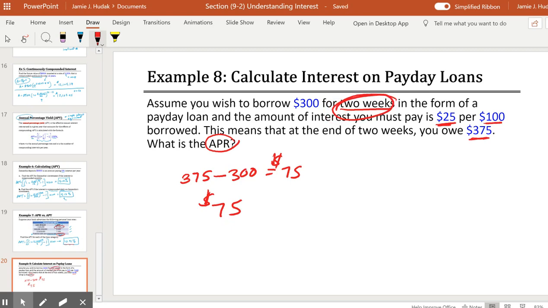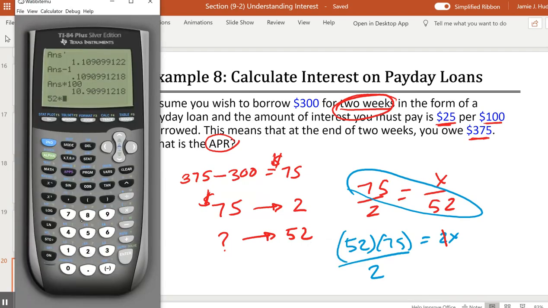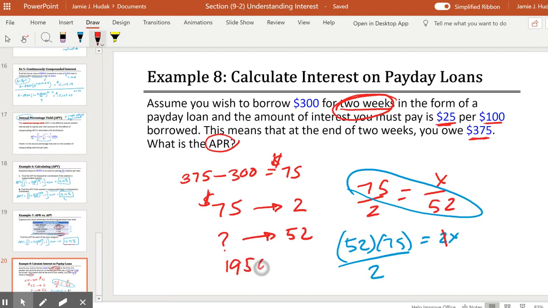Well, how many weeks are there in a year? So that's for 2 weeks, which means that how much money would go to 52 weeks? So we can use a proportion here. 75 over 2 is equal to x over 52. And when we solve this for x, we'll cross multiply. 52 times 75 is equal to 2x. Divide both sides by 2. And we want to plug this into our calculator. 52 times 75 divided by 2 gives us $1,950. So what this is basically saying is if it wasn't a 2-week loan, if it was a 1-year loan, that would be the amount of interest you would pay on that $300.